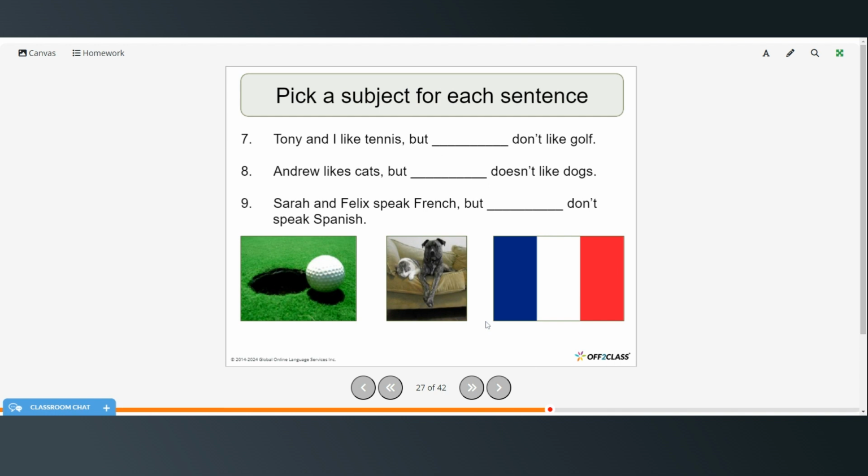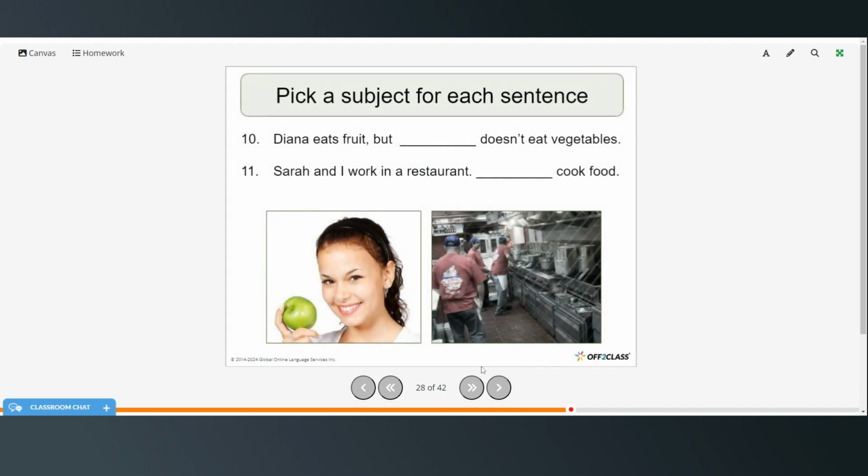Here are a few more. Again, try these on your own, and then restart when you're ready to see the answers. All right, here are the answers. Tony and I like tennis, but we don't like golf. Andrew likes cats, but he doesn't like dogs. Sarah and Felix speak French, but they don't speak Spanish.